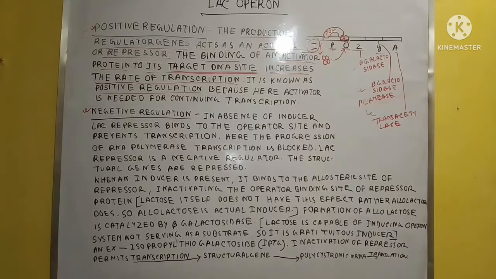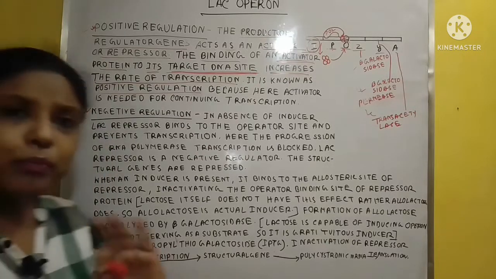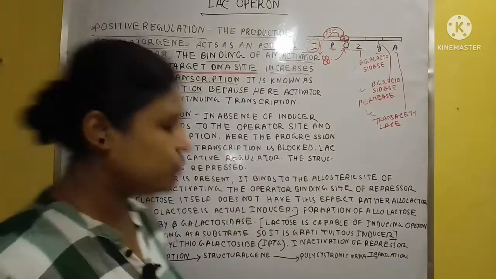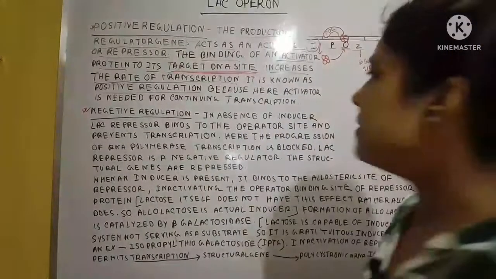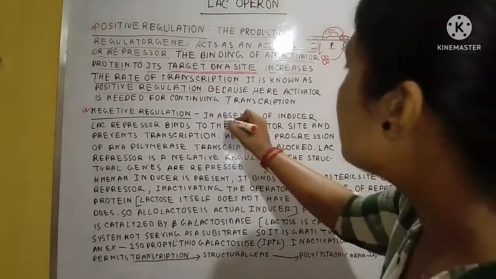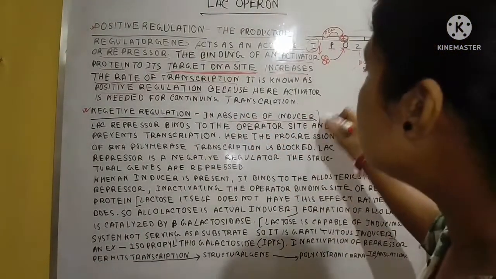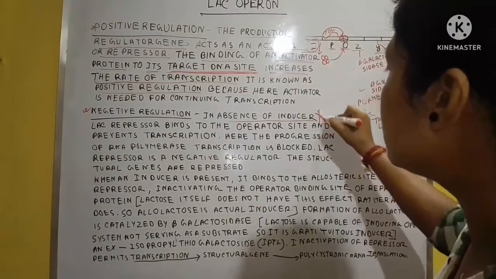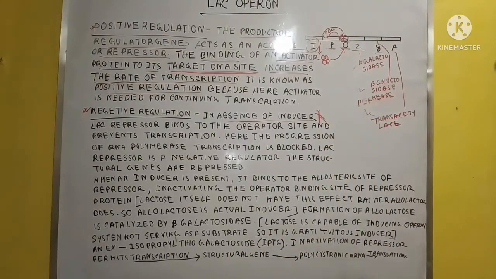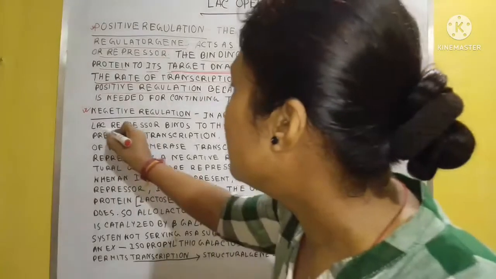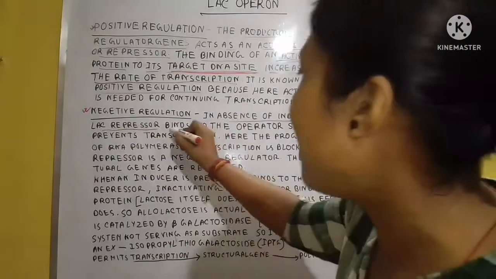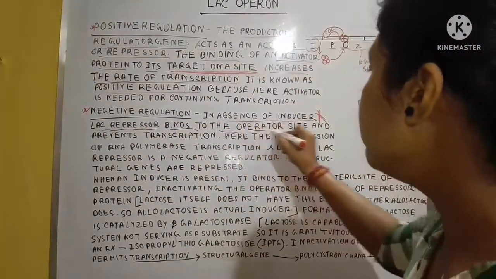And the second one is the negative regulation. What is that? Just the opposite of the positive regulation. What happens here? In the absence of the inducer, when the inducer is not present, what happens in that case? The Lac repressor binds to the operator site.